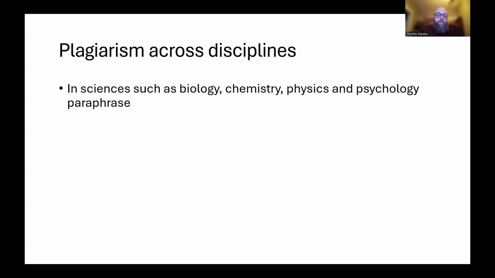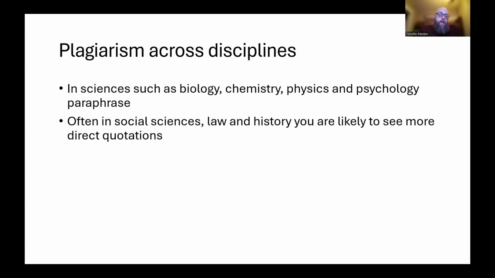There's a little bit of difference across disciplines in plagiarism. In sciences such as biology, chemistry, physics, and psychology, it's the tradition to paraphrase, and you hardly ever see quotes. Often in social sciences, but even more so in law and history, you're likely to see more direct quotations because it's important exactly what the original author said. And it's important to see how the language changed and how the language influenced that.